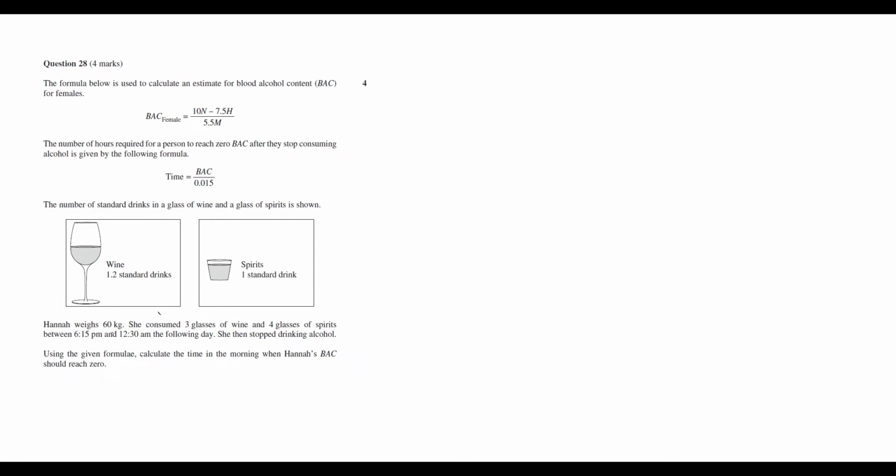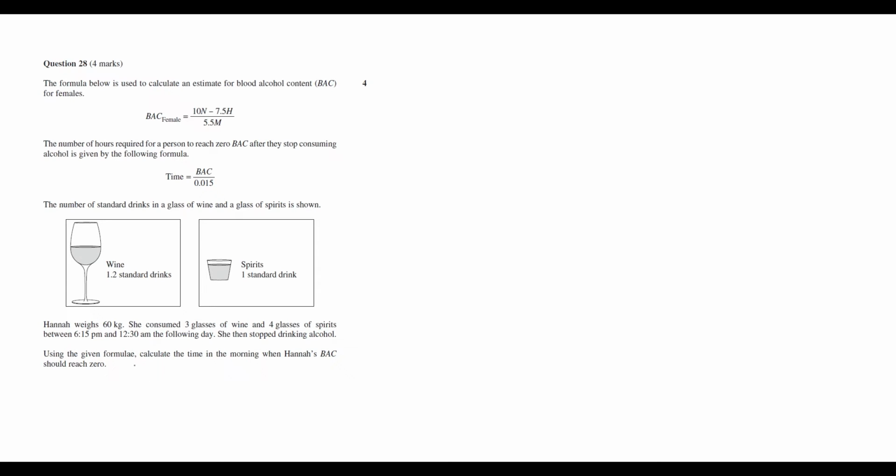So if Hannah weighs 60 kilos, she consumed 3 glasses of wine and 4 glasses of spirits between 6:15 p.m. and 12:30 a.m. the following day. She then stopped drinking alcohol. So using the given formulae, calculate the time in the morning when Hannah's blood alcohol content should reach 0.